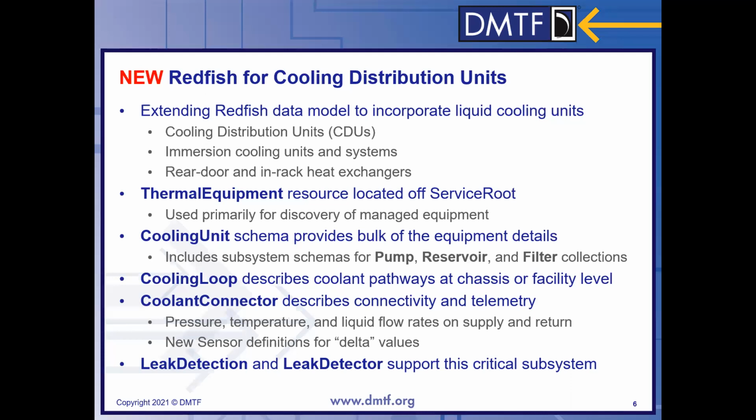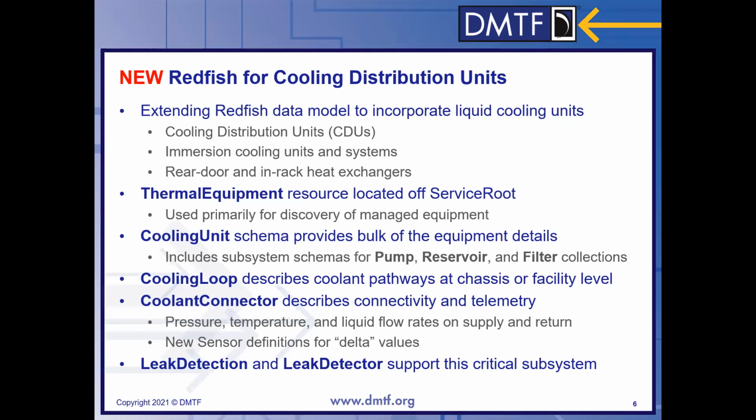So the way that this was implemented is just as we did with the power equipment. We made a resource off of the service root. This one's called thermal equipment, just to be general purpose. I don't know if we'll get heating units, but we just called it all thermal. So that's mainly there to provide a jump point and a way for you to discover that this particular Redfish interface has equipment in this category. It's trying to be an easy way for you to discover and filter when there's a number of Redfish interfaces available in the data center.